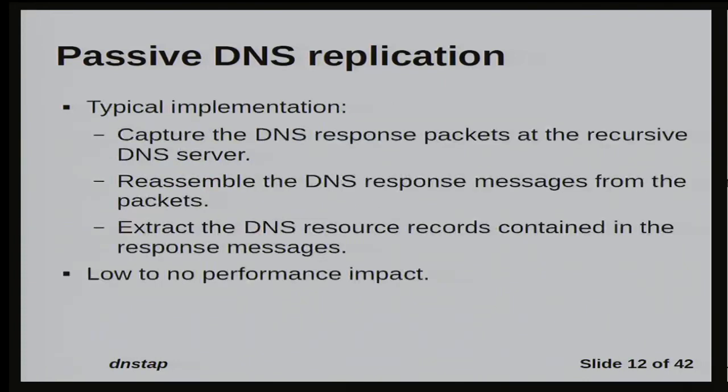And your typical passive DNS replication implementation is going to be packet capture based. It's going to capture the response packets at your recursive DNS server, reassemble these packets into messages, and then extract the resource records that are contained inside the messages. And this, because it's packet capture based, has very little to zero impact on the performance of the recursive DNS service itself.